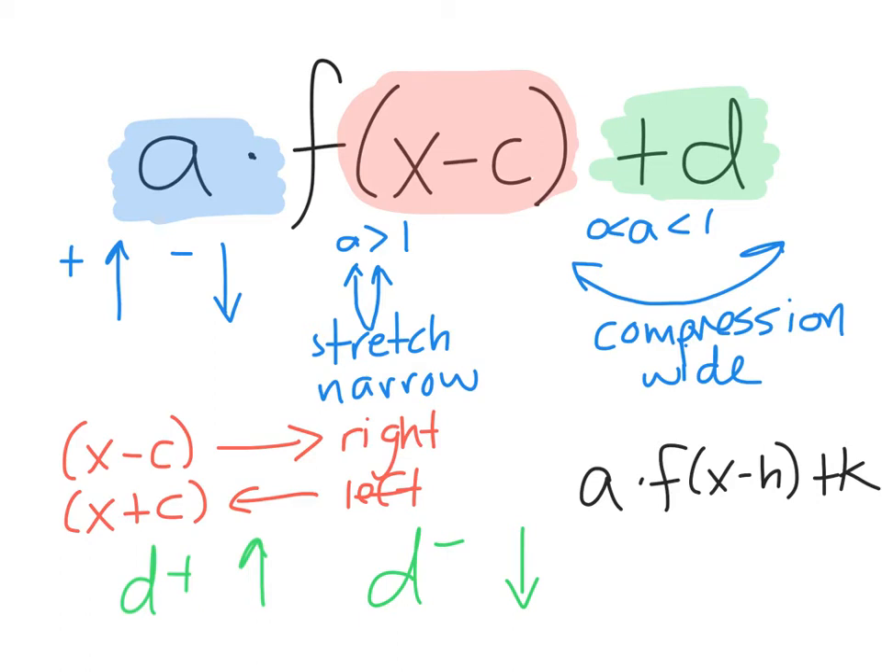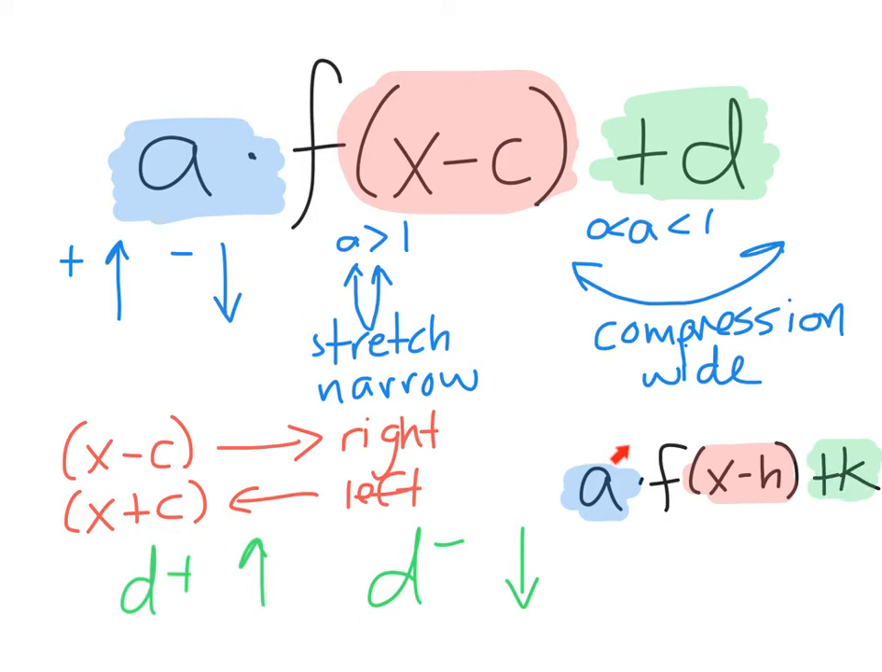I know there's different variables, but it's the same thing. A is the number in the front. H is inside the parentheses. And k is on the outside. So it doesn't really matter what variables you're using.